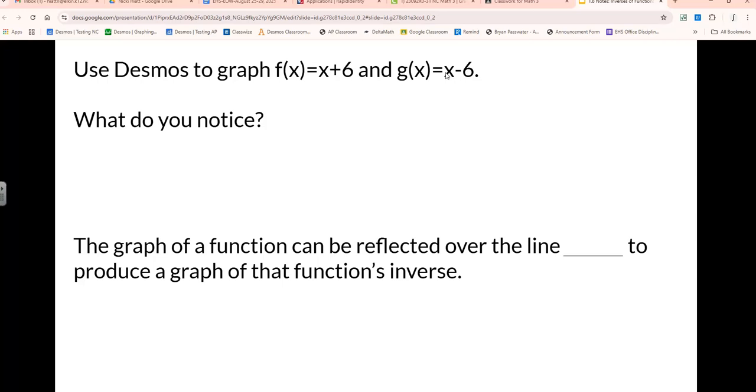On Desmos, graph these two functions for me, this f of x and g of x. Graph these two functions. F of x equals x plus 6. G of x equals x minus 6.